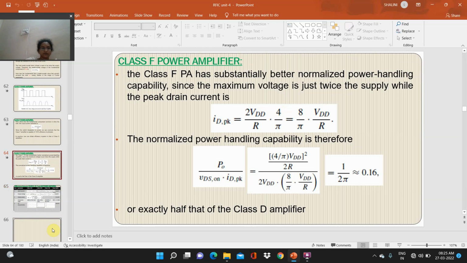Next, the class F power amplifier has substantially better normalized power handling capability since the maximum voltage is just twice the supply, while the peak drain current is given by ID peak equal to 8 by 5 times VDD by R. The normalized power handling capability is therefore equal to 1 by 2 pi, that is approximately 0.16, or exactly half that of the class D amplifiers.